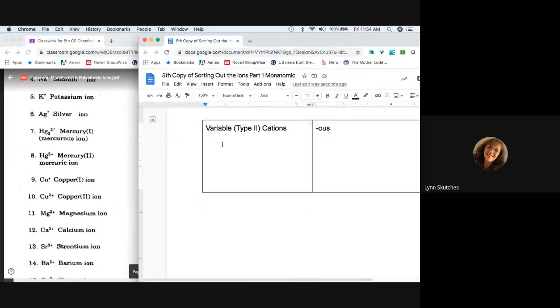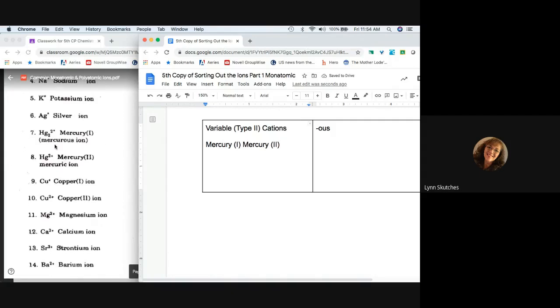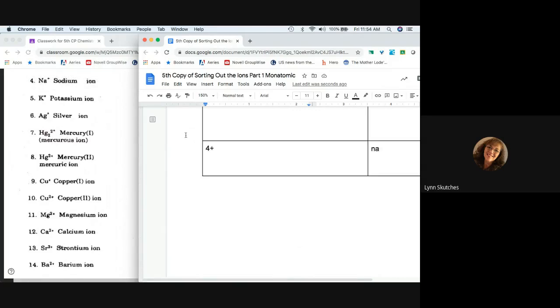Okay, so what I'm going to write here are the stock names: mercury, Roman numeral 1. That tells you it's lost 1 electron. And then mercury, the next one below it, is Roman numeral 2. Unfortunately, or fortunately, they have the same charge, but there's this subscript thing on the other one. So let me go back up here.